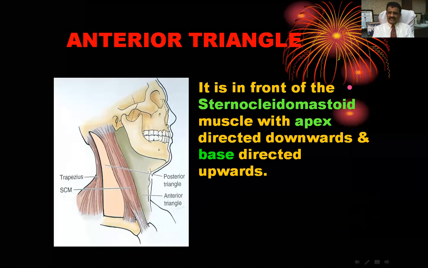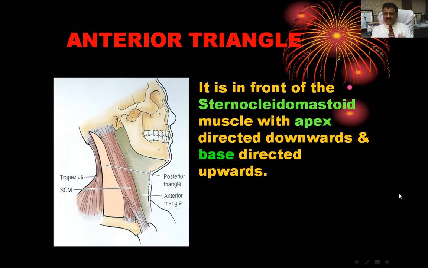I told you that the sternocleidomastoid muscle divides the quadrangle on the side of the neck into two triangles, the anterior triangle and the posterior triangle. You can see here, it is in front of the sternocleidomastoid, with the apex directed downwards and the base directed upwards. So this pista colored area is the anterior triangle of the neck.